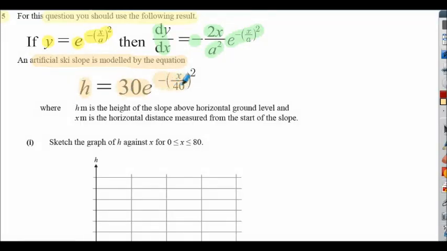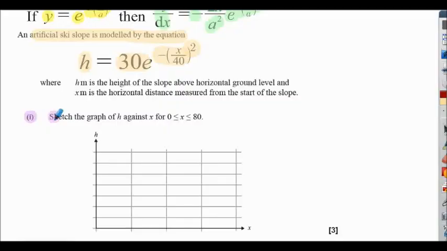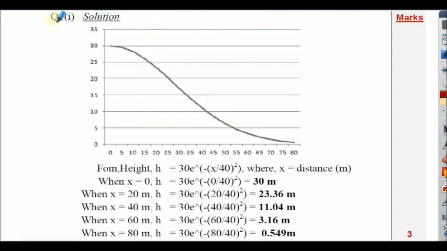It's an exponential form. In part 1 we're asked to sketch a graph of h against x, so h on the vertical axis, x on the horizontal axis, between our range shown here. Sketch shown on the following slide. Question 5, part 1. Here's the sketch of the curve. Our calculations shown for reference.